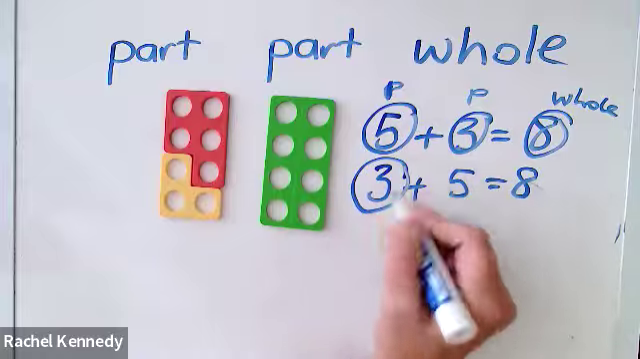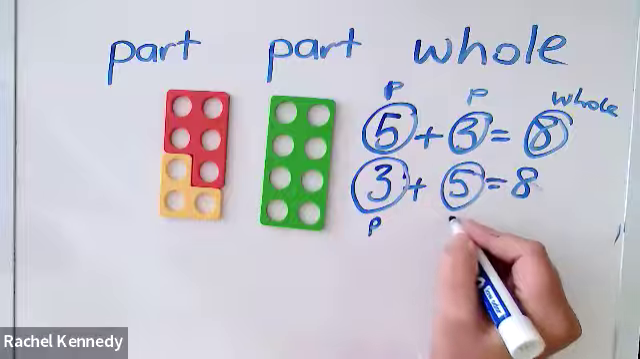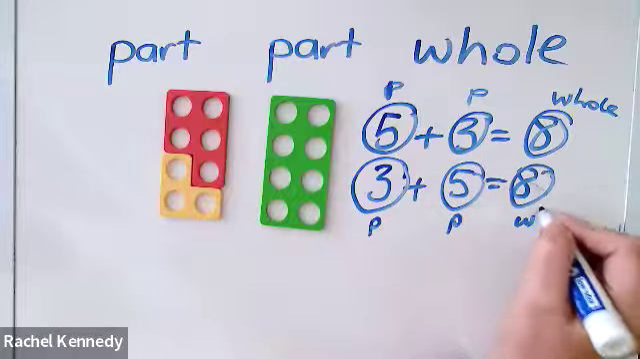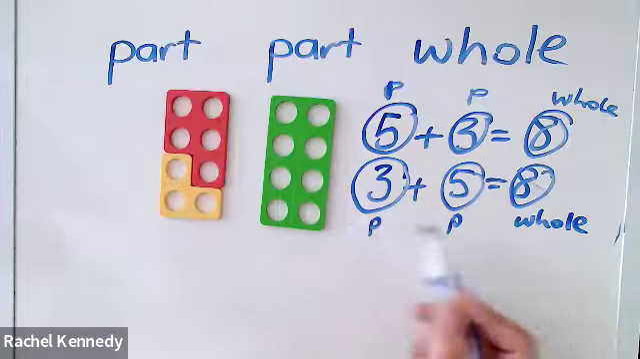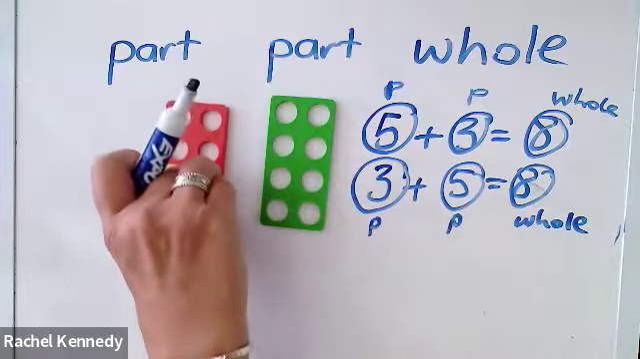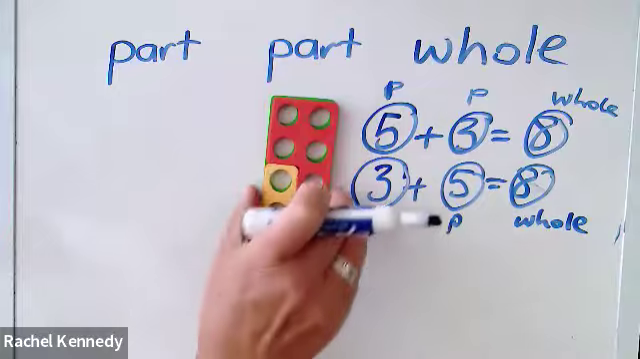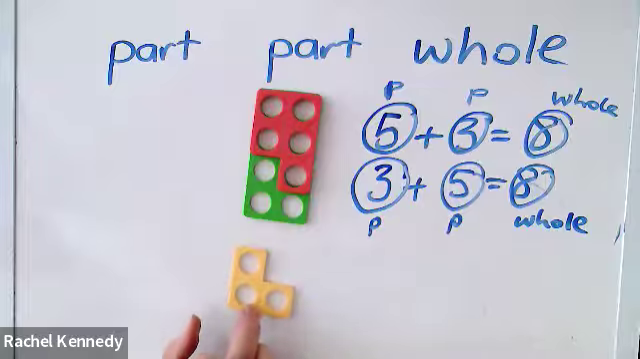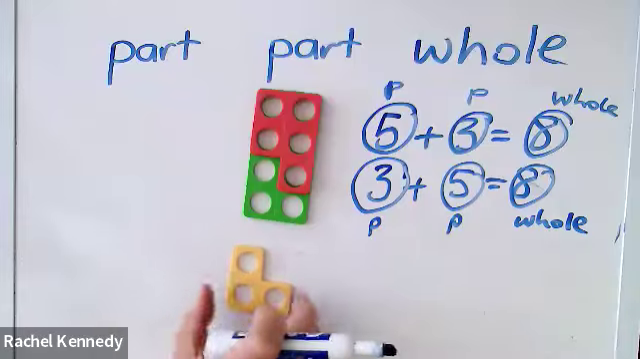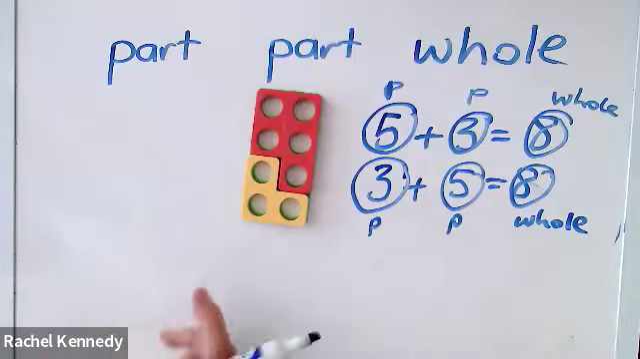Okay, so we've got these 2 parts and this whole. Which one is the part in this one? This is a part, this is a part, and this is the whole. Okay. Really important that kids understand that. Okay, so my 2 parts are making up that whole. All right, now we're going to take away one of those parts. Okay, so I've taken away the 3. Okay, what is the other part that's left? It's the 5. And what is the whole? It's the 8.